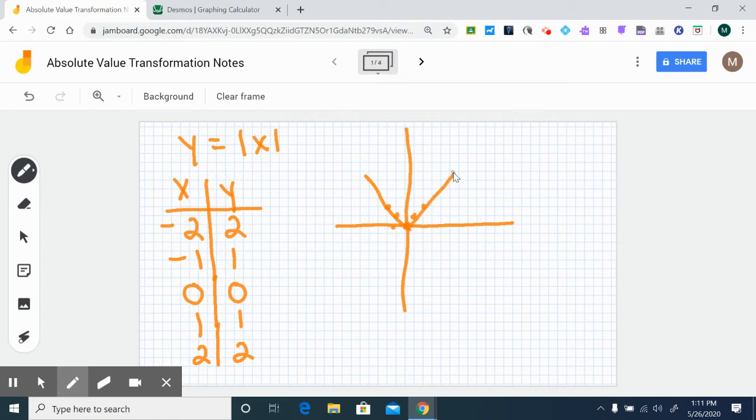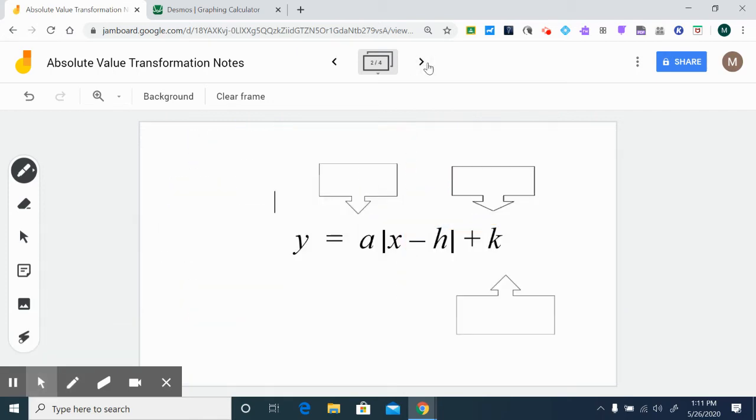Now, this is not to be confused with a quadratic that looks like a U. That's a polynomial function. Polynomial functions are curvy. Absolute value function is not a polynomial function, so we connect the points with straight lines. It is a V. And our transformations: our a value, if it's a negative a, this just means that it's a reflection across the x-axis.